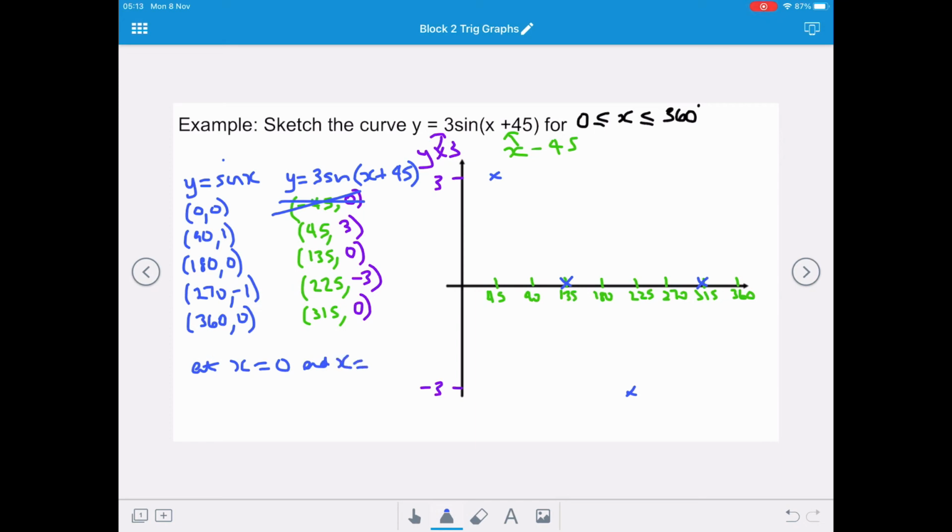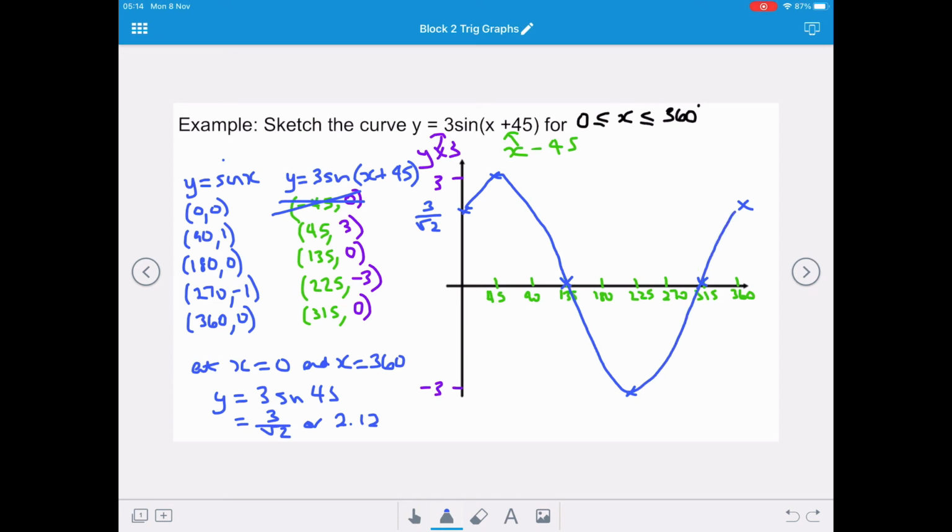In order to work out what the values are at x equals 0 and x equals 360, we're going to use a calculator and put in 3 sin(0 + 45), which is 3 sin 45, and that gives us a value of 3 over root 2, or if your calculator doesn't do surds, 2.12. So we can plot that at x equals 0 and x equals 360 and mark it on our y-axis. Then we're going to join these points beautifully together with a nice smooth curve, seeing that the start and end point are level, and label our curve y equals 3 sin(x + 45).